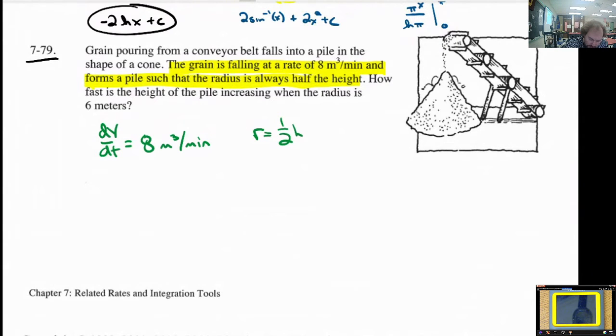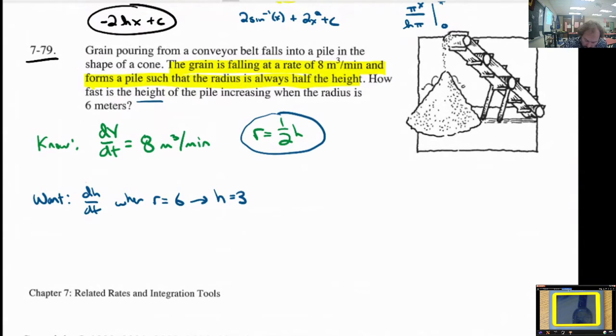These are things that we know. We want to know how fast the height of the pile is changing. We want dh/dt, specifically when the radius equals 6. And it might be a good idea to make a note right now that the height will be 12, since we know right away that the radius is always half the height.